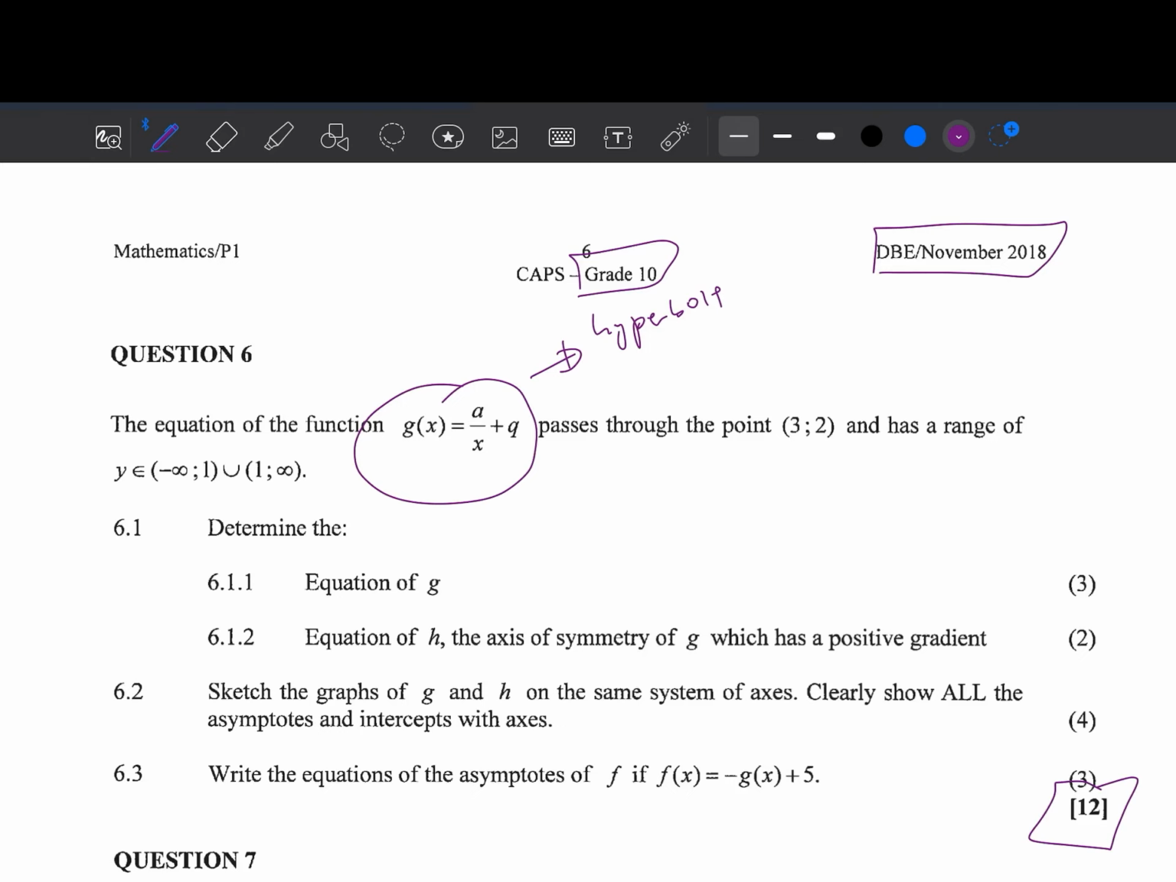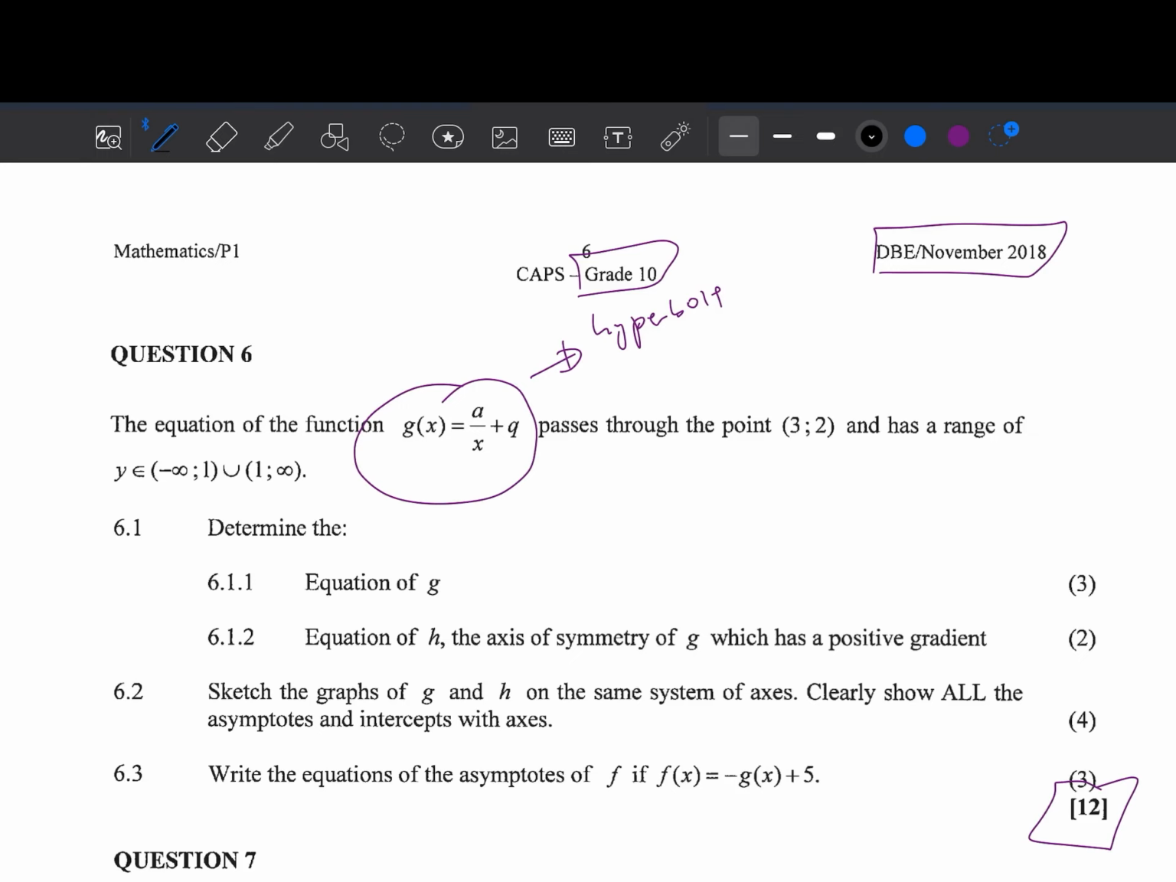So let's go. The first question says the equation of a function, and they give us a generic equation of function g of x equal to a over x plus q, passes through the point (3, 2) and has a range of y from negative infinity to 1 to infinity.